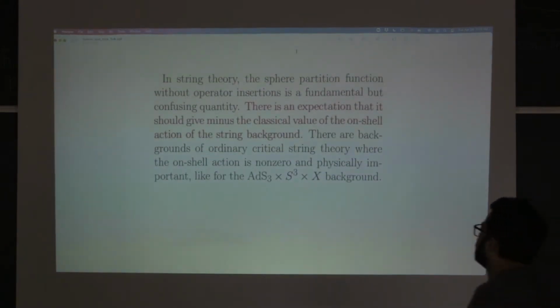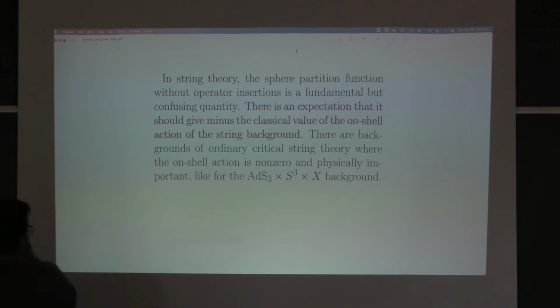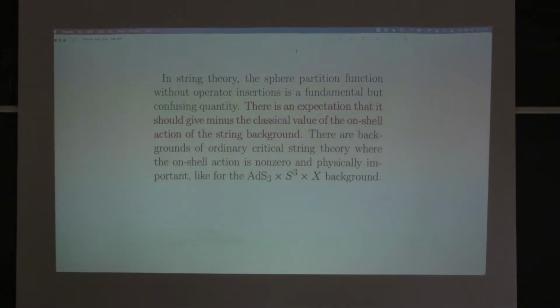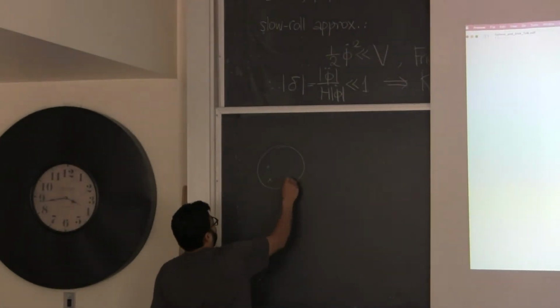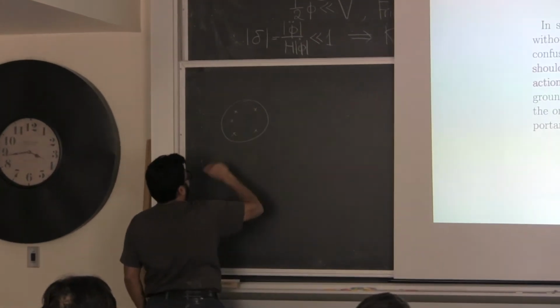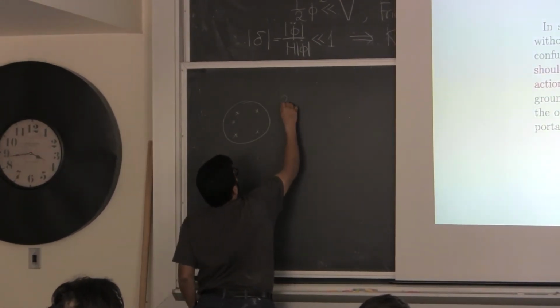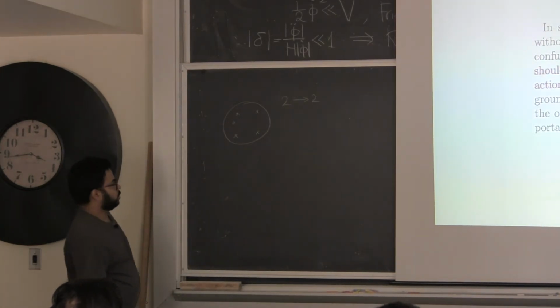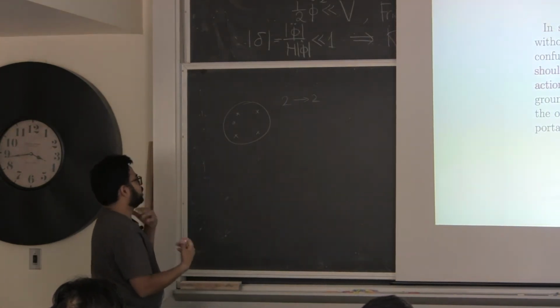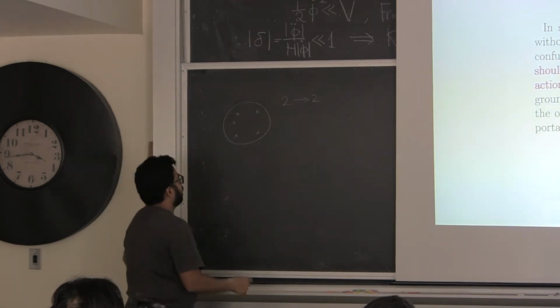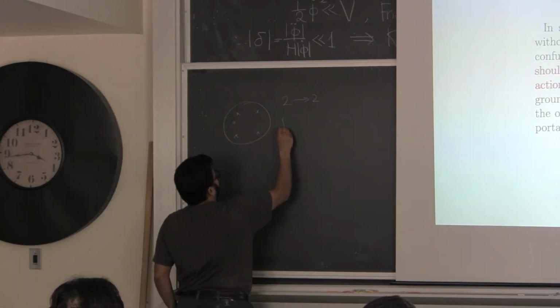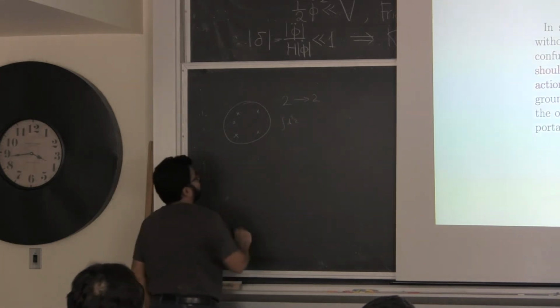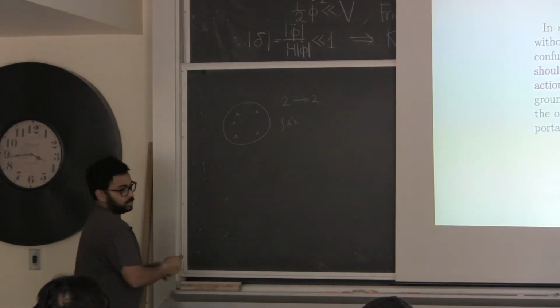Okay, so the basic object we are going to study in this talk is the sphere partition function, but without any operator insertions. Usually when you study string theory from Polchinski, the first thing you might compute is a 2-to-2 scattering amplitude. So you have two tachyons going in, two tachyons going out. That is a sphere we all learn in string theory with 4 punctures. And we are supposed to do some integral, d²z, with some integrand. So that gives us the scattering amplitude.